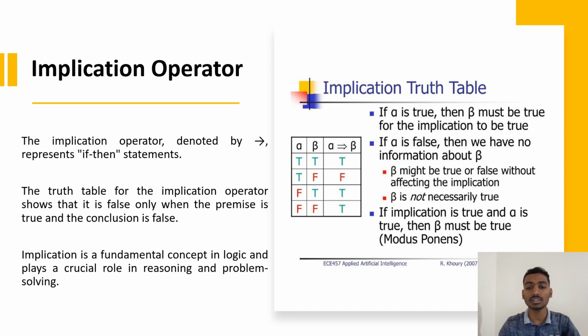We can see in the table here, for alpha and beta both true, alpha implication beta is true. Next we see alpha is true but beta is false, so alpha implication beta is false. Only for this condition it is false, the rest will all be true.